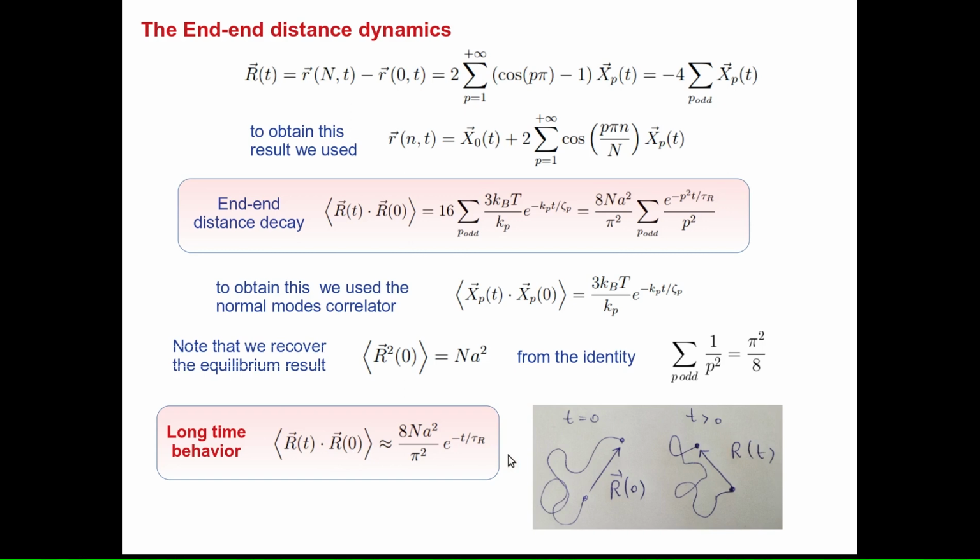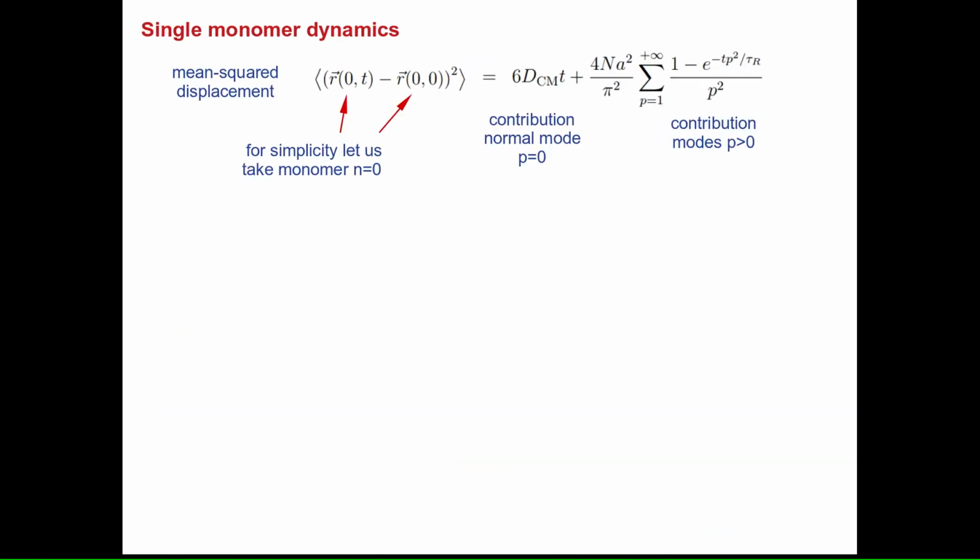And if you wait long enough, for instance, these two endpoints can even swap, and R(t) can point mostly downwards, and at that point you know that your polymer has lost correlation with this initial orientation. In the course of time this will decay, and this is the mathematics. It's nice. It's an exact result for the long-time behavior. All right, this is all for the end-to-end distance dynamics.